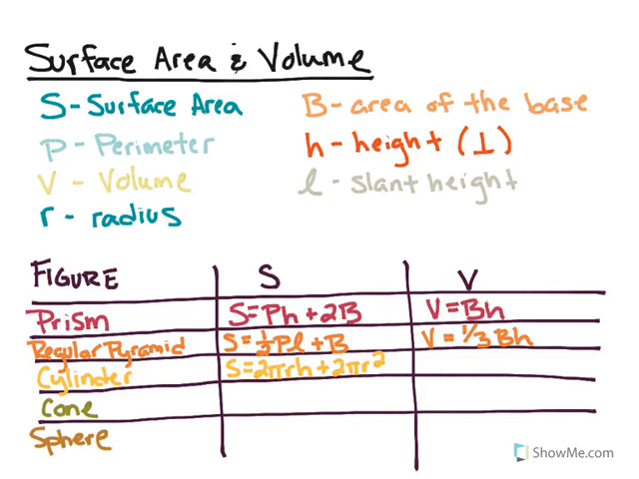So the volume part is pi r squared times the height.